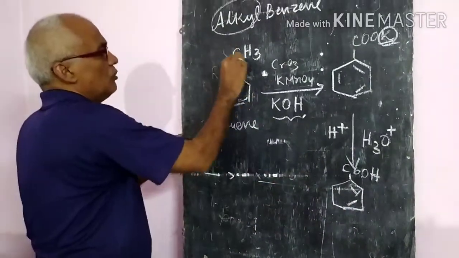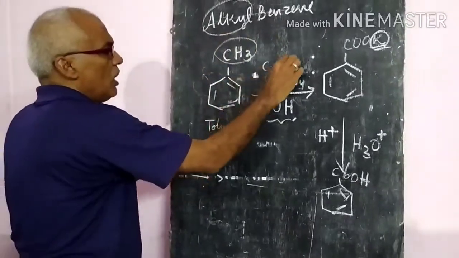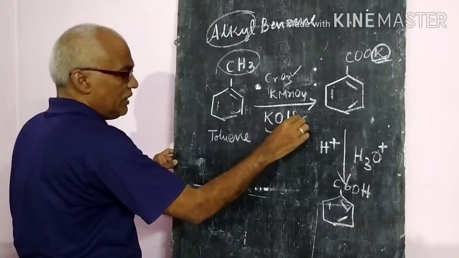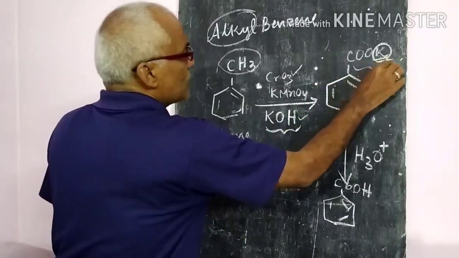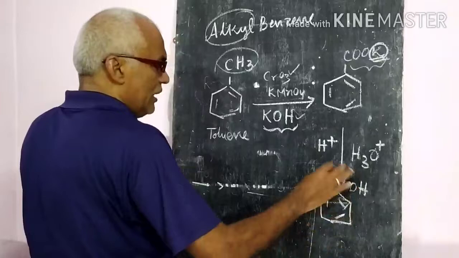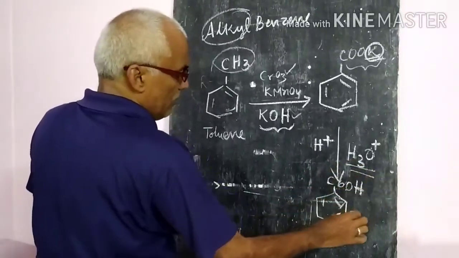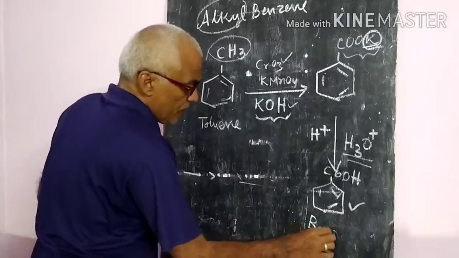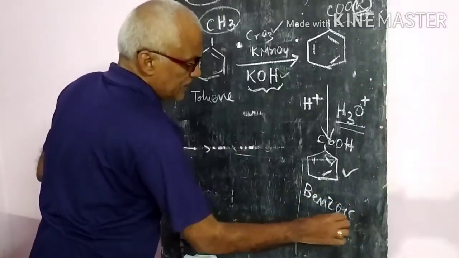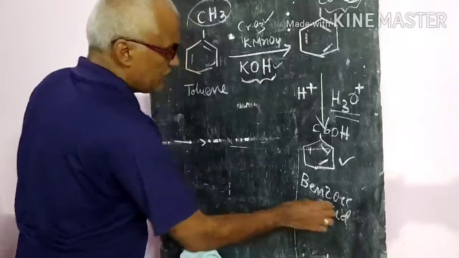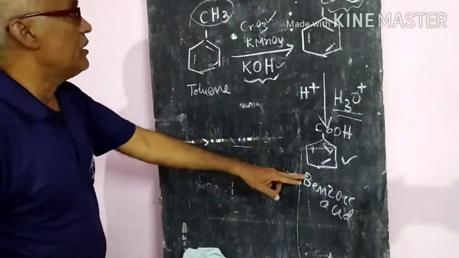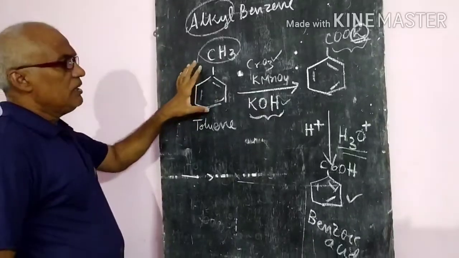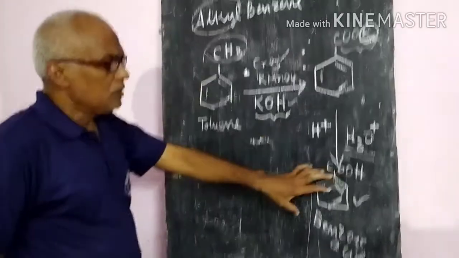To remove this group, what do you have to do? You have to do the oxidation. Oxidation in the presence of alkali, what will you get? You will get a salt, the benzoic salt. Then further acidification will give benzoic acid. So the aromatic acid, benzoic acid, can be prepared from its alkylbenzene components. So this is the important conversion, toluene to benzoic acid.